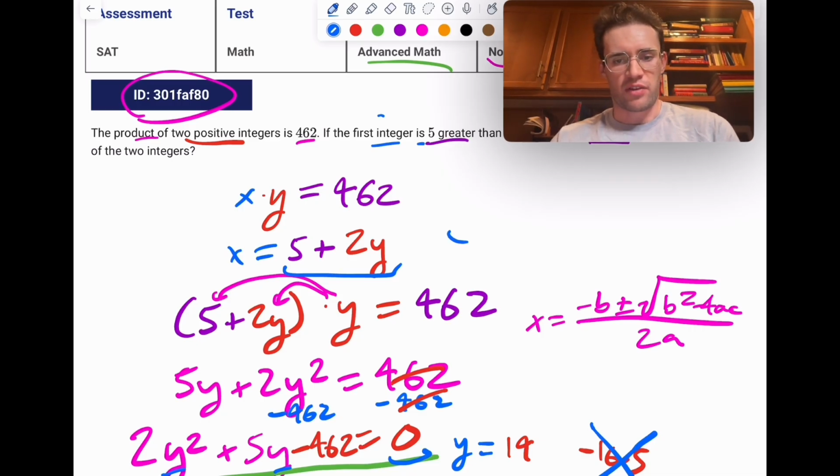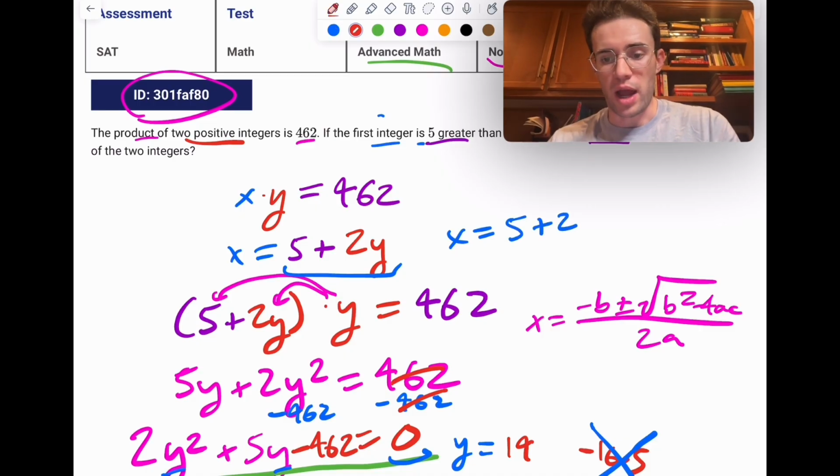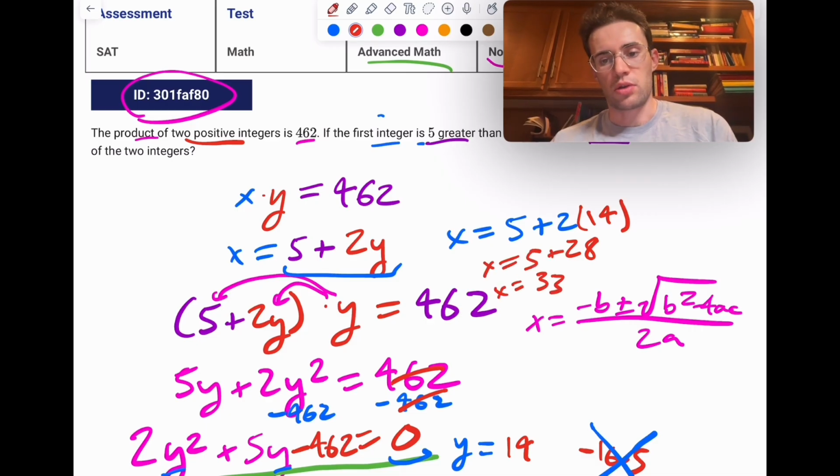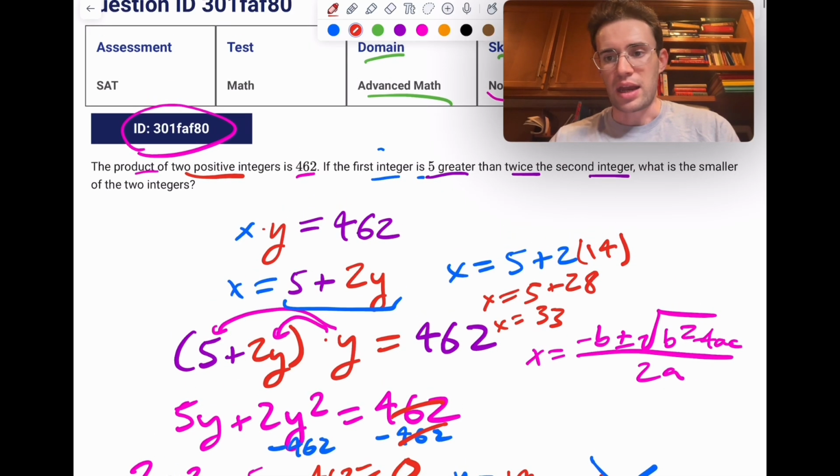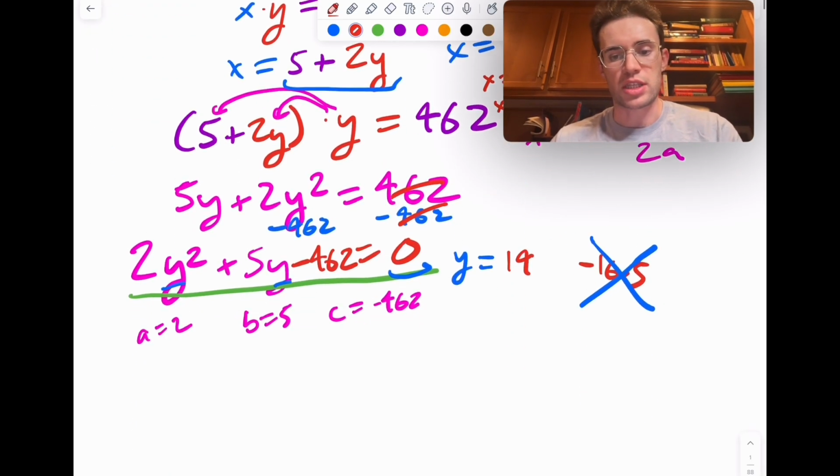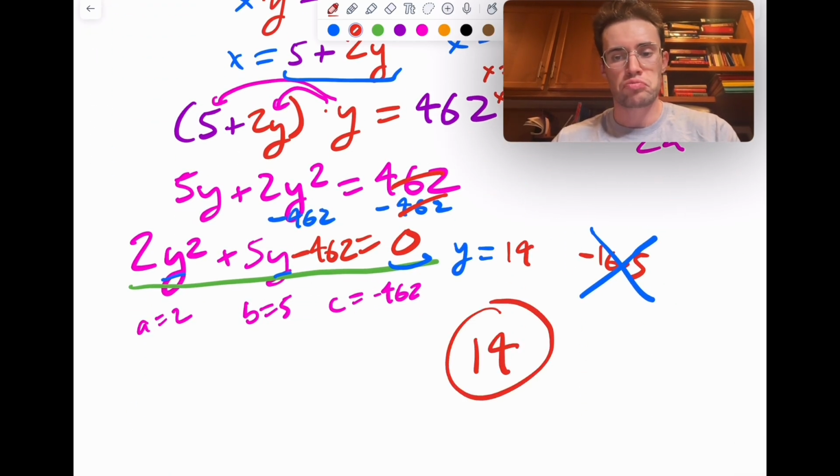But just to verify that, you go x equals 5 plus 2 times y, and our y we said was 14. So 2 times 14 is 28. 28 plus 5 will give us that x is equal to 33. So we know 33 is bigger than 14. Again, what is the smaller of the two integers? That will be 14.